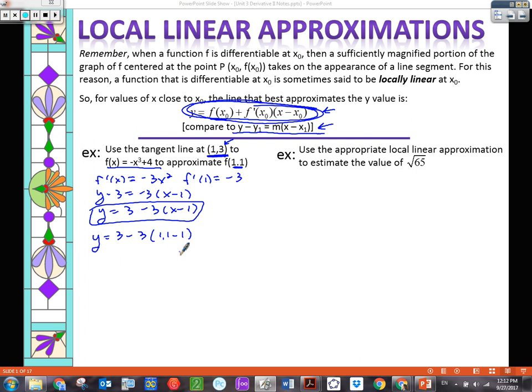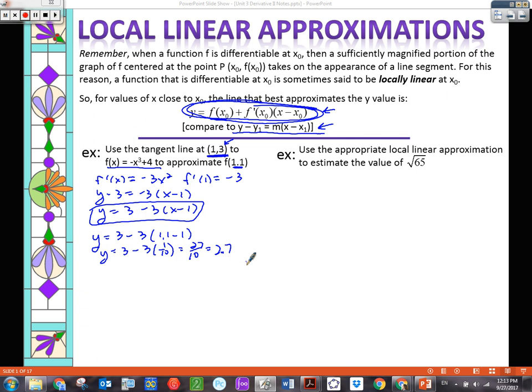So we work that out. We know 1.1 minus 1 is 0.1. Of course, I like fractions, so that's 1/10. So we get 27 tenths. If you like decimals, you can put it as a decimal. That's fine. Decimal would be 2.7. Either one of those. So there is our approximation.